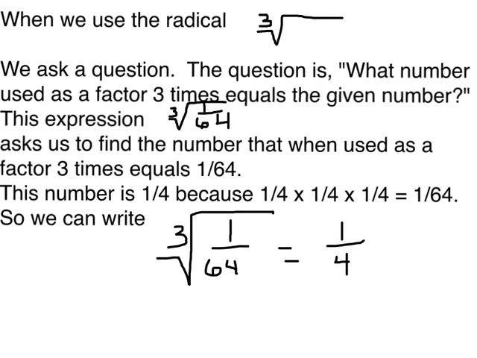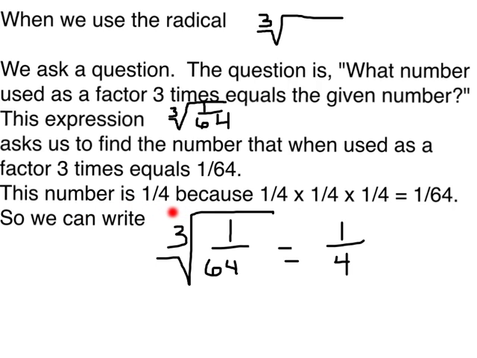Alright, the radical sign, or you might call it the square root sign. When we use that, we're asking a question, and the question is, what number used as a factor, in this case 3 times, equals the given number? So this expression, the cubed root of 1/64, asks us to find the number that will multiply by itself 3 times to equal 1/64. We're looking for the number times itself 3 times that would give us this answer.